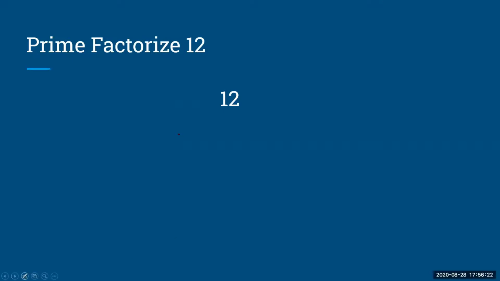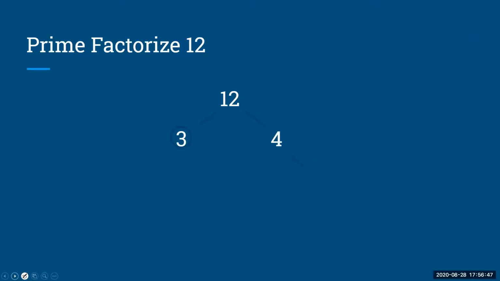Okay, so you have 12. So how to prime factorize? Just start with 2 factors, right? So you have your number, start with 2 factors that's not 1 and itself. So let's try 3 and 4. Now 3 is already prime, right? So we just leave it there. Now 4 is not prime. 4 has 2 more factors, right? It can also be further broken down.